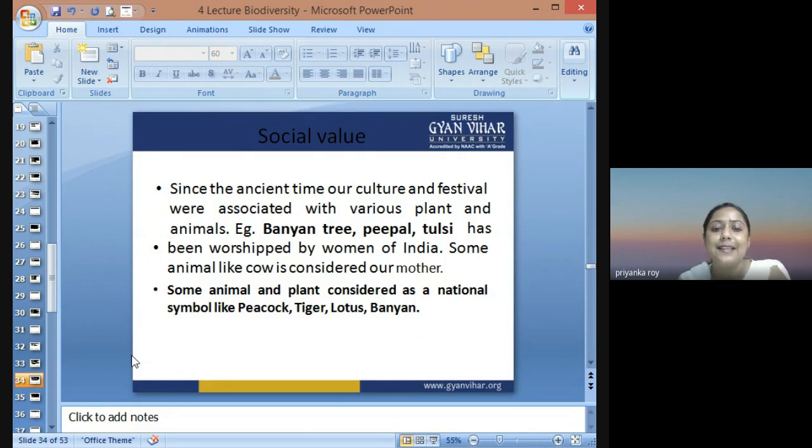Social value: whatever trees, plants and animals we are surrounded with, we develop rituals and our culture according to them. Like we pray to the tiger, we pray to the peacock as a bird, the lotus is used for praying, and the banyan tree is looked upon as one of the gods. Tulsi, or basil, we value and we pray to it. Why do we pray? It is a cultural way of saying that we value these natural elements that we have.